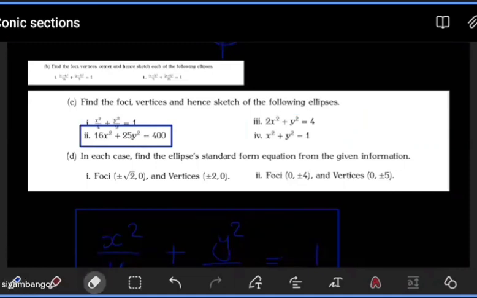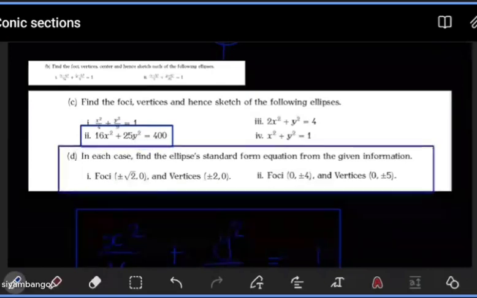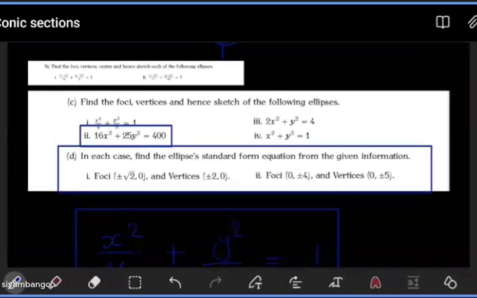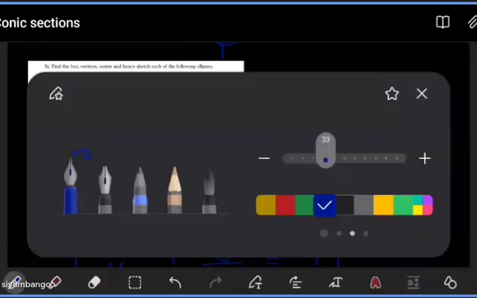In the meantime, let's look at the second type of questions you can encounter when dealing with the ellipse. In the first case, they gave you the equation and you had to determine the foci and the vertices. In the second type of questions, what if they did the opposite? What if they gave you the foci and the vertices, and then asked you to find the standard form equation for the given information? It's pretty much similar, but we're doing exactly what we did, just in reverse.